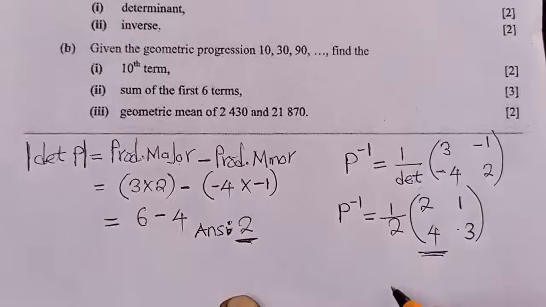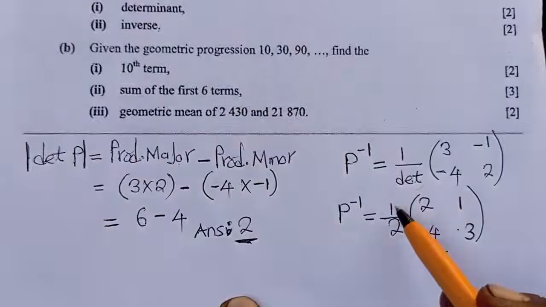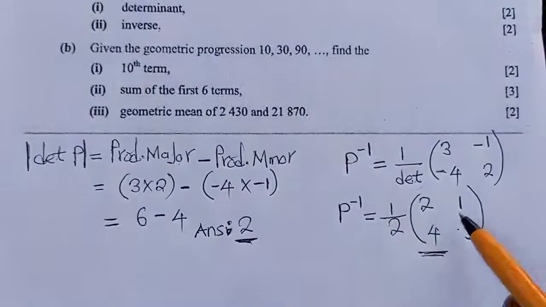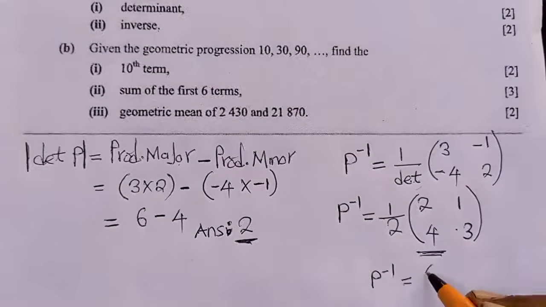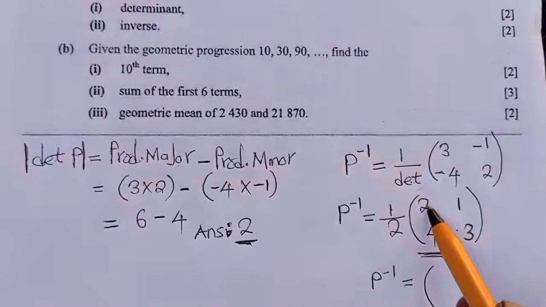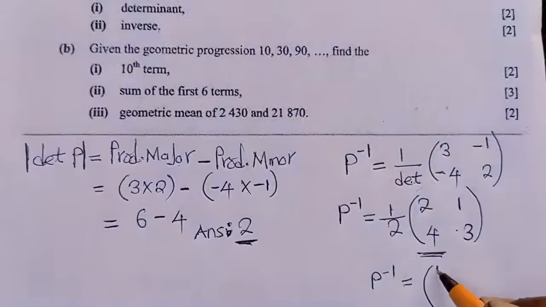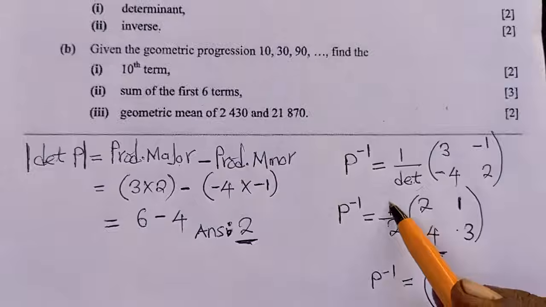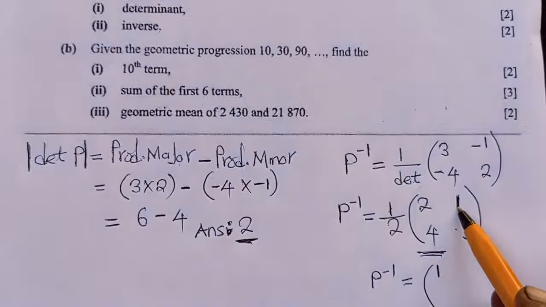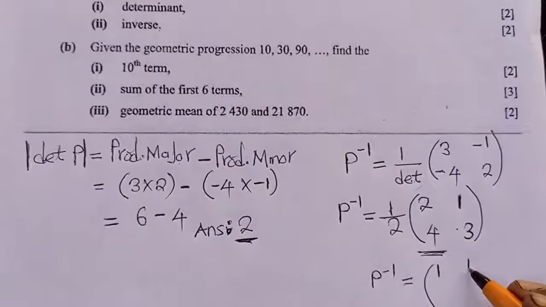This is it. Some of you used to end here, there is no problem. But we can go further and multiply. This one is called a scalar. We multiply it with everything there. So I say 1 times 2, it is 2. 2 divided by 2, I get a 1 there. 1 times 1, it is 1. 1 divided by 2, it is just 1 over 2.